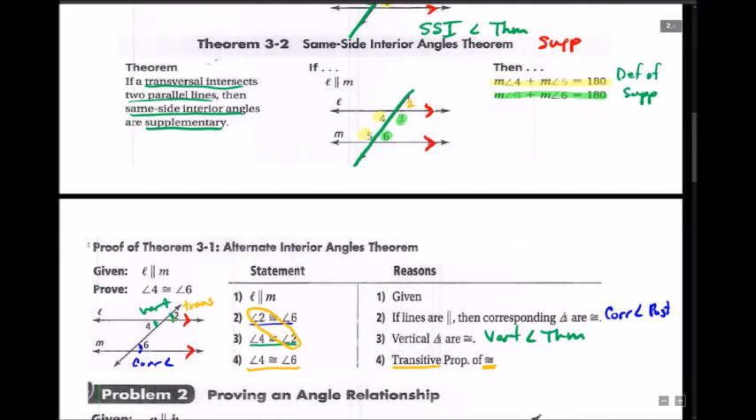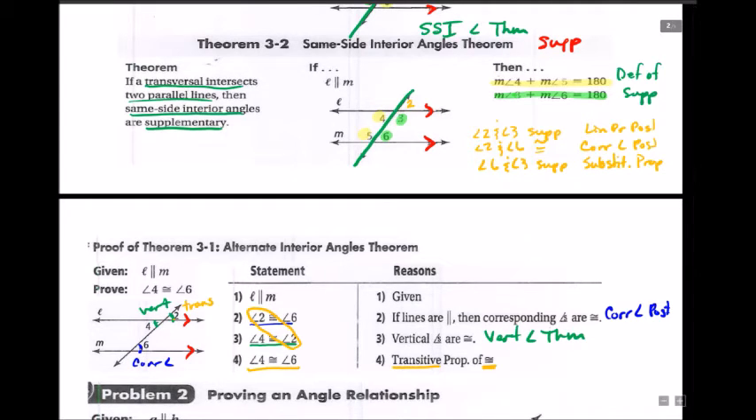We know that angle 2 and angle 3 are supplementary. That's our linear pair postulate. And angle 2 and angle 6 are congruent by corresponding angle postulate. And what do you see? We can say that angle 6 and angle 3 are supplementary. This time it's substitution property.